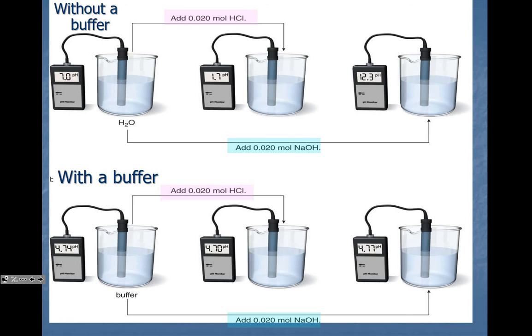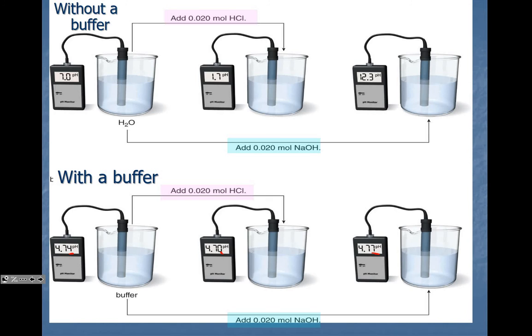Now, if I make a buffer and I want it to be a specific pH, I've got to look at the Ka of the buffer solutions I want to use, in order to determine what pH I can keep it at. If I take that same amount of acid and add it to a buffer solution, notice that it only changed by 0.04, where before it jumped 5.3. If I do the same thing with adding a base, it only jumps 0.03. So it basically maintains that pH.